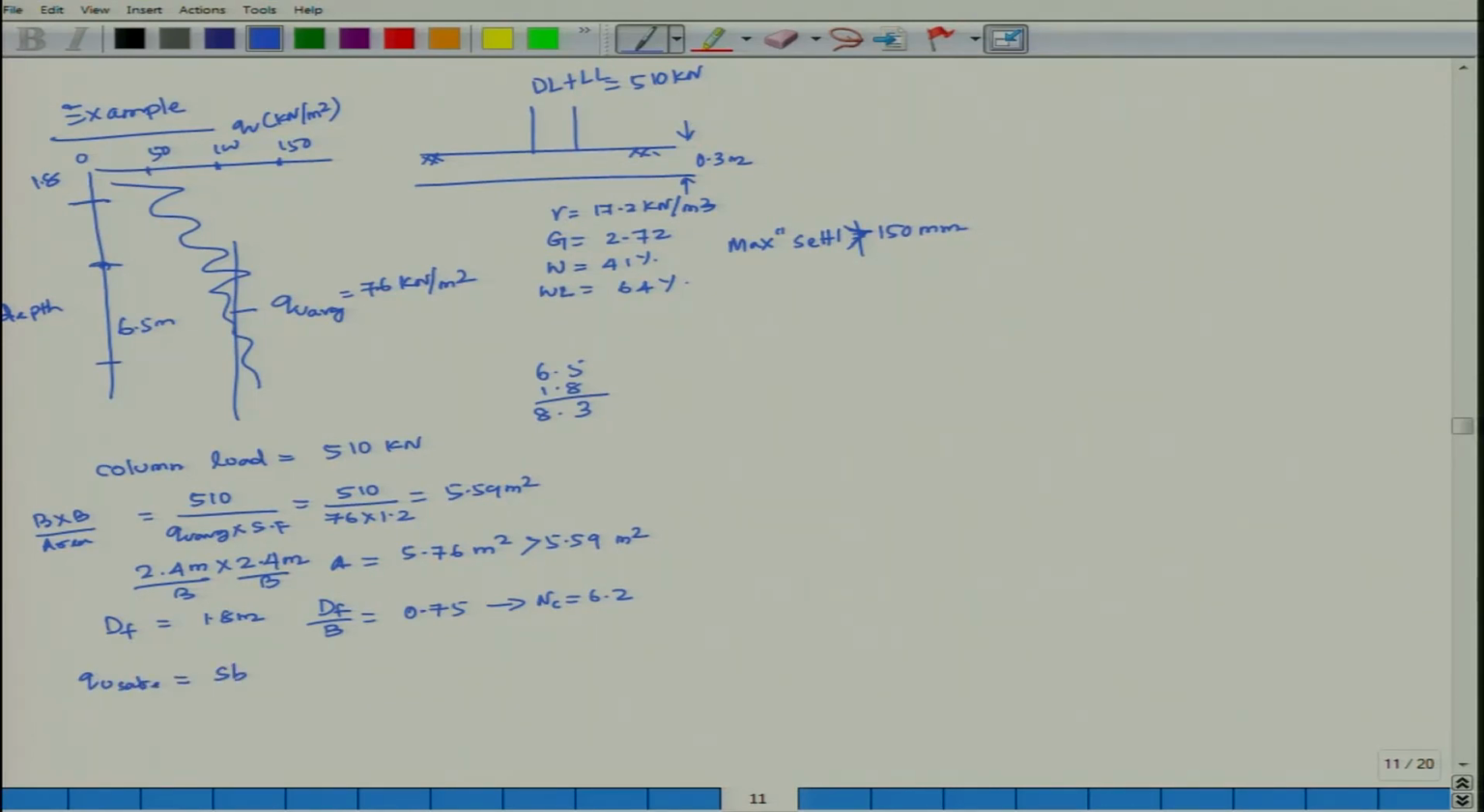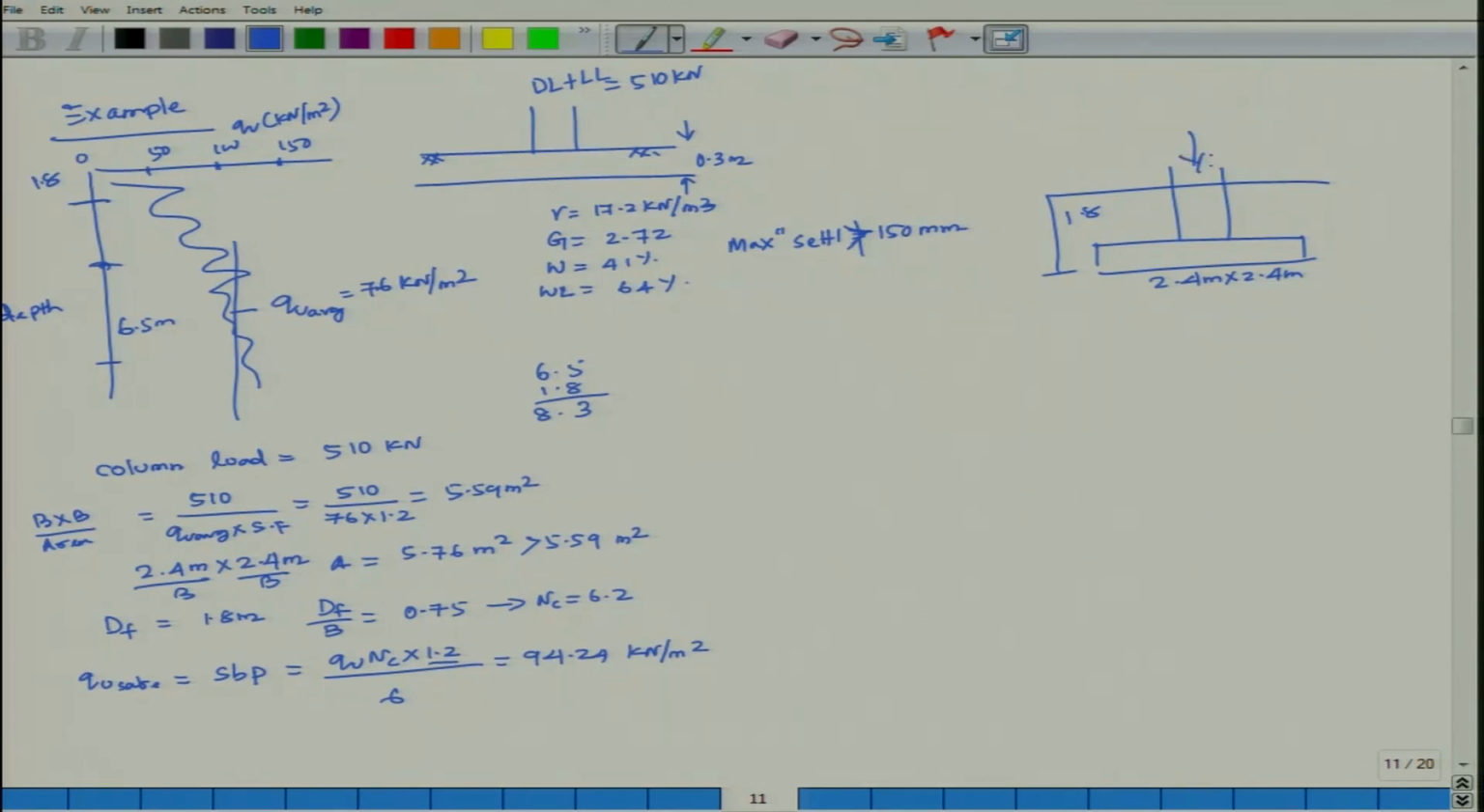That means SBP, soil bearing pressure, which is equal to QU NC into 1.2, your shape factor, divided by your 6, which is equal to 94.24 kilonewton per meter square. Now if there is a footing, this is my footing. This footing B is 2.4 meter by 2.4 meter, and depth of the foundation is, it is clear, 1.8 meter, and load is coming like this here. Then what should be my D?